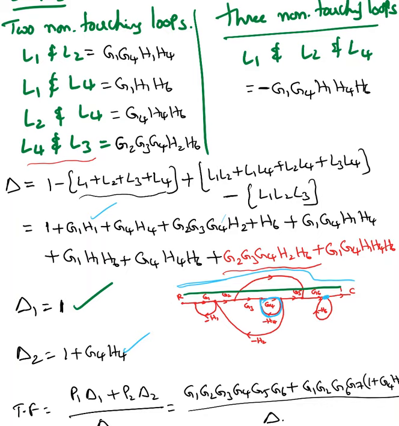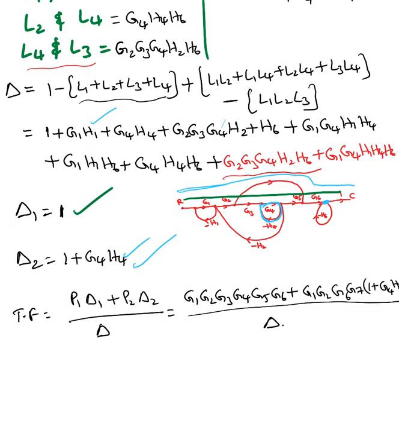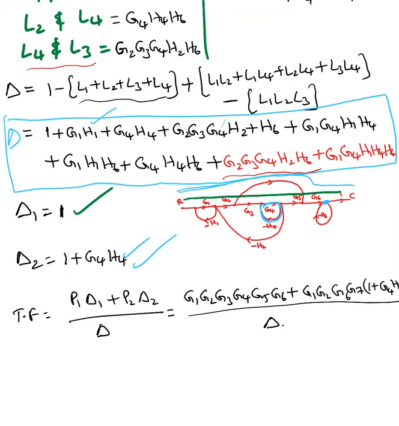So delta 2 equals 1 plus G4 H4, and the transfer function equals P1 delta 1 plus P2 delta 2 over delta. I put P1 delta 1, P2 delta 2 over delta. I didn't write everything, but you can see this is my delta, copy it down there. Okay, thank you.